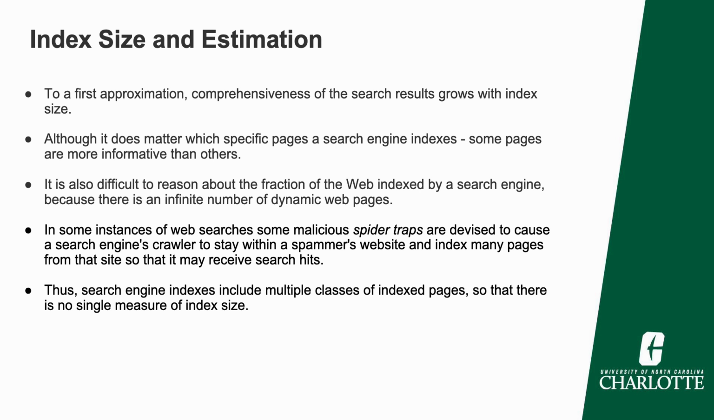In some instances of web searches, some malicious spider traps, or what we could call hacking crawlers, are devised and programmed in such a way as to cause a search engine's crawler to stay within the spammer's website so that it increases that particular website's search hits. So in case you're searching for a news article that is trending, then some spammer or malicious crawler could have developed a bug so that if you search for a particular website or news, you may be redirected to that same website hundreds of times so that he may get ad revenue or something depending on that. The search engine indexes include multiple cases of index pages so that there is no single measure of index size.